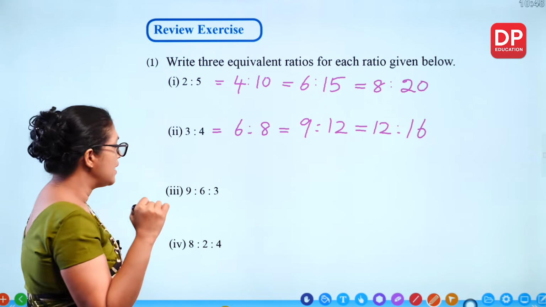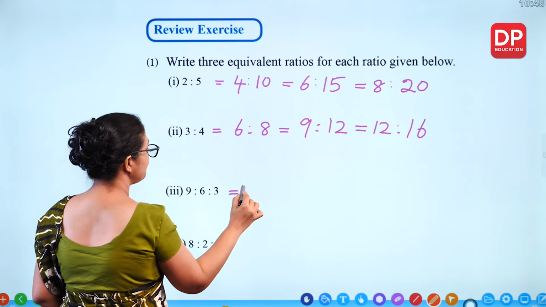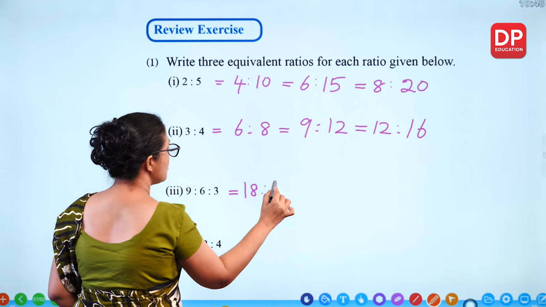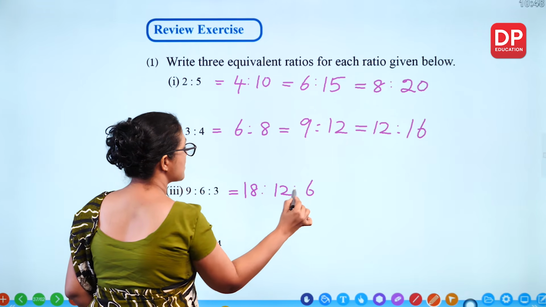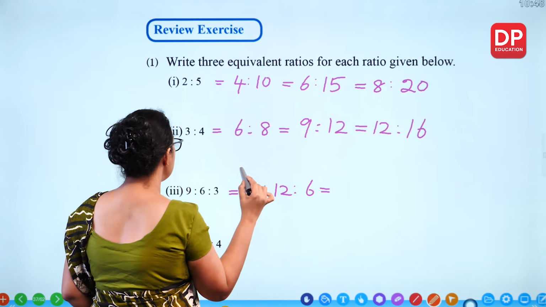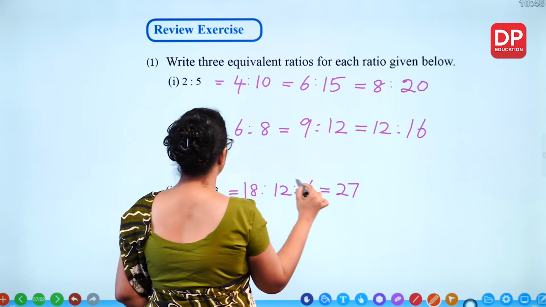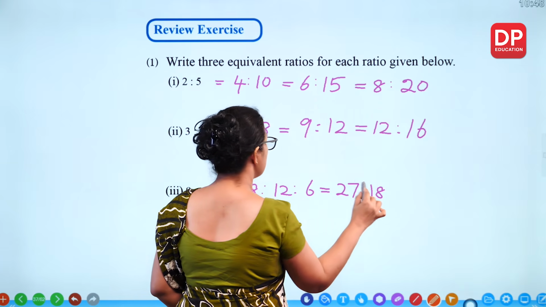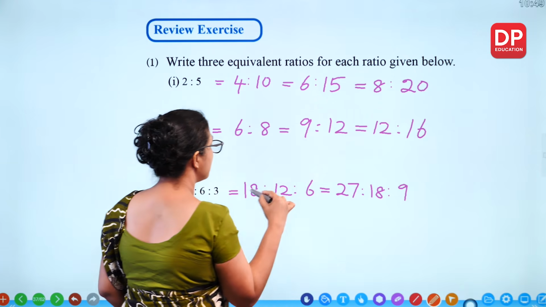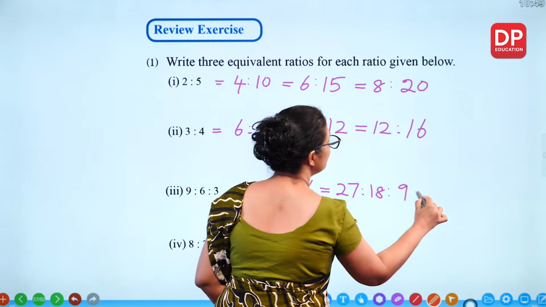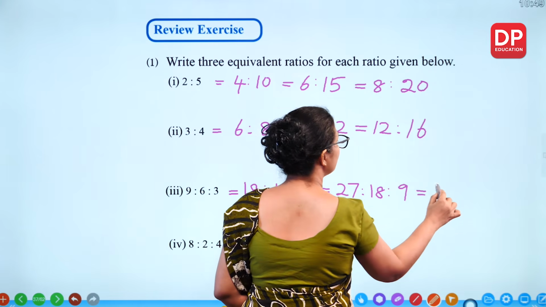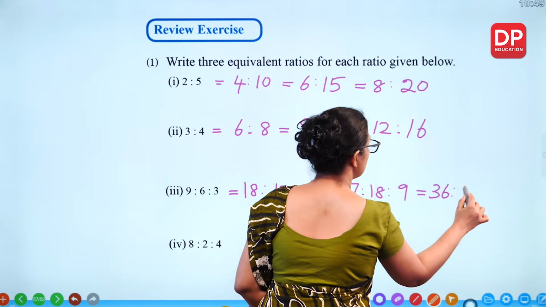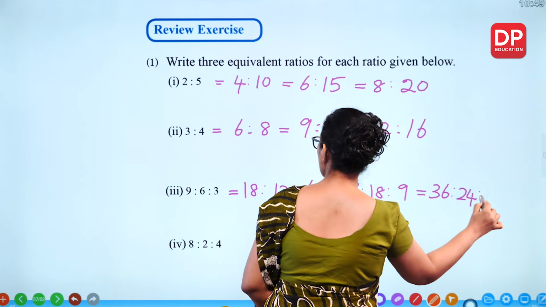9 to 6 to 3. Multiply by 2: 18 to 12 to 6. Multiply by 3: 27, 18, 9. Multiply by 4: 36, 24, 12.